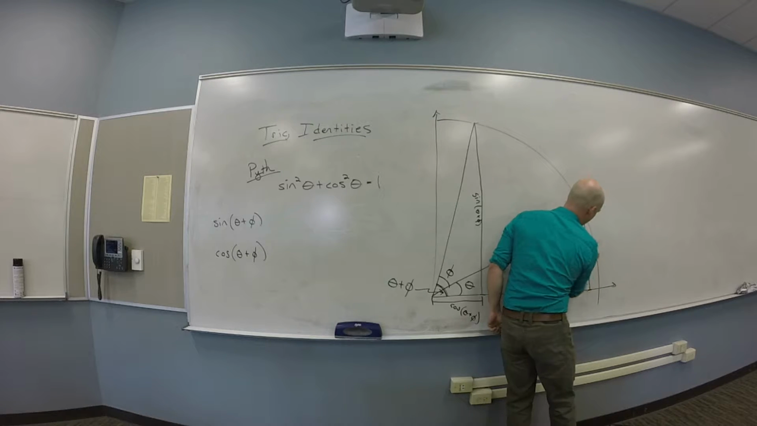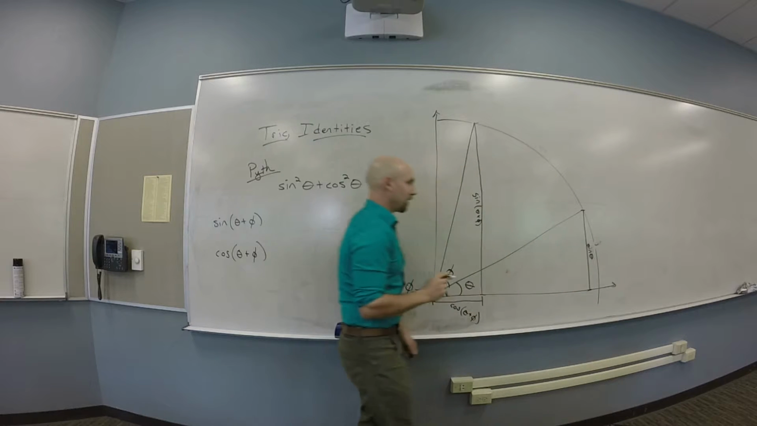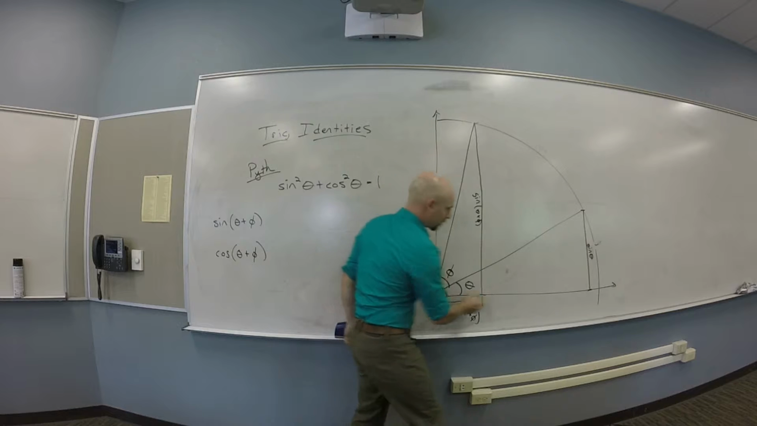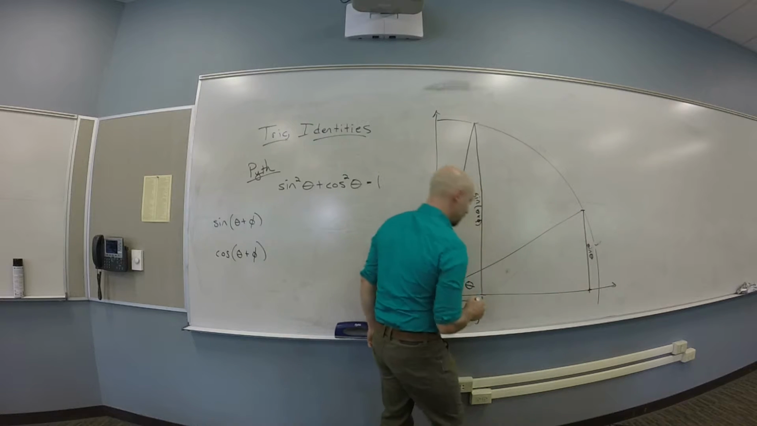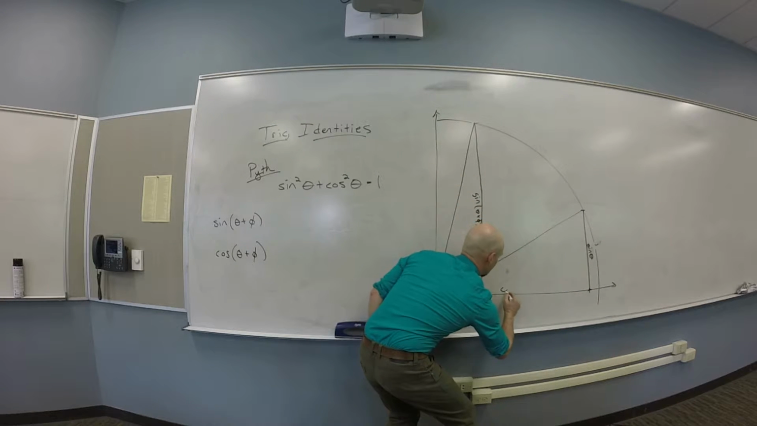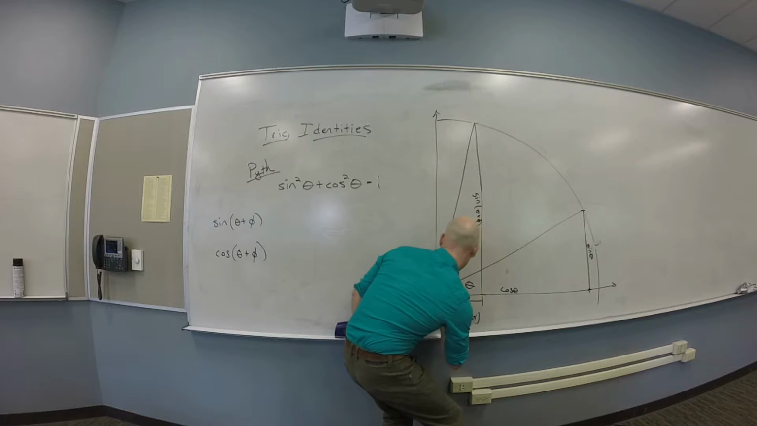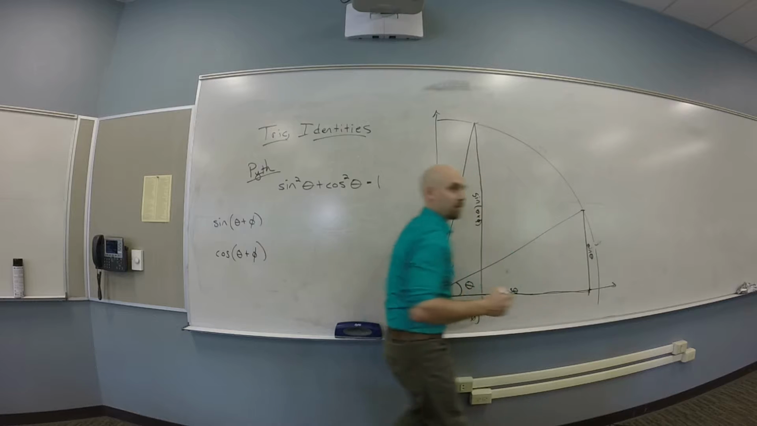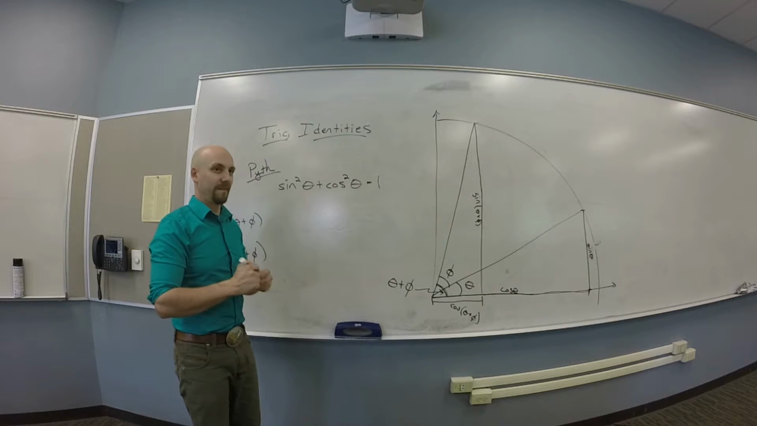Let me just keep my labels as clean as I can. That side should be sine of theta, and this whole distance here is cosine of theta. You guys all with that? Yes.